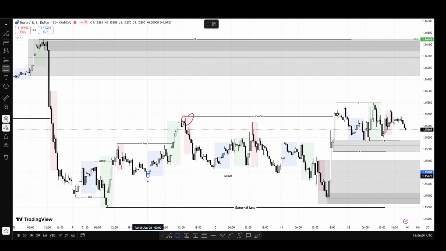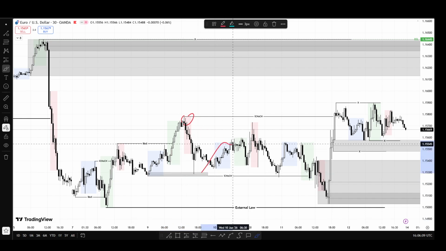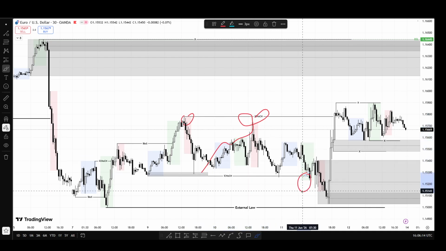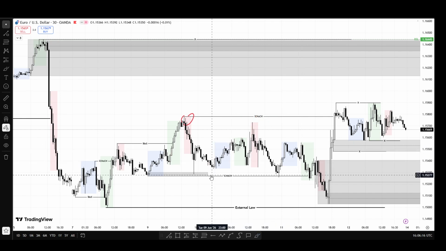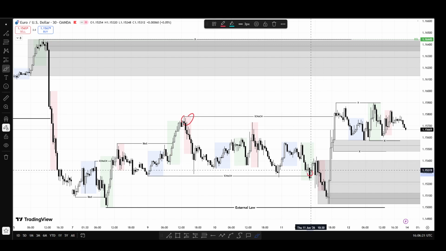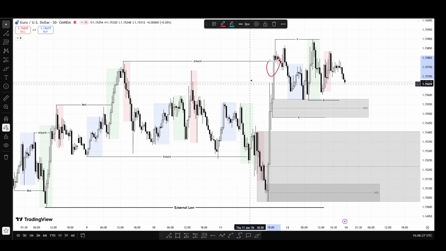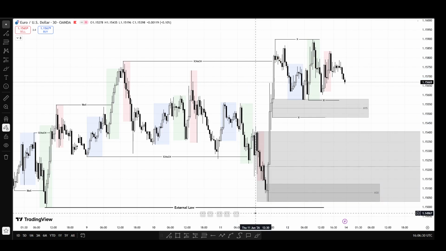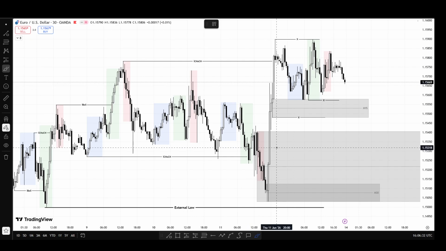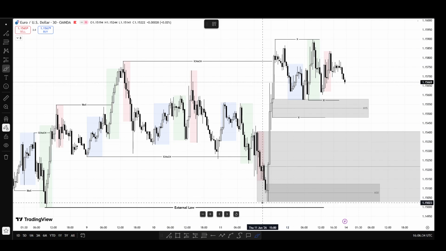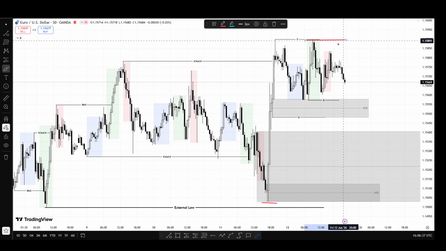This other block tried to then give a break here, couldn't give the break, and then we had this close here to the downside. Okay. So after that close to the downside here, price then gave another close here to the upside. Okay. So after that close to the upside, this is our strong low, and this is our weak high.